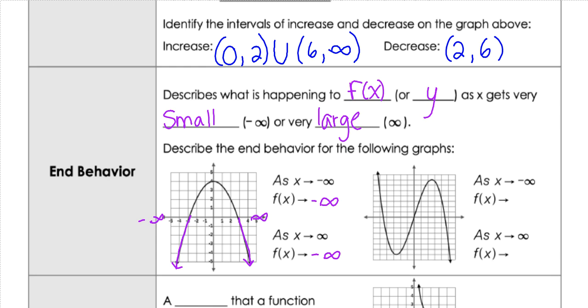For the second graph, same thing. We're going to look at what happens as it goes towards the left and what's happening as it goes towards the right. So as x goes toward negative infinity, the function goes over here. My y values are increasing. They're getting bigger, so it's going to infinity. And the right side of the graph is pointing downwards towards negative infinity. So they're getting very, very small.